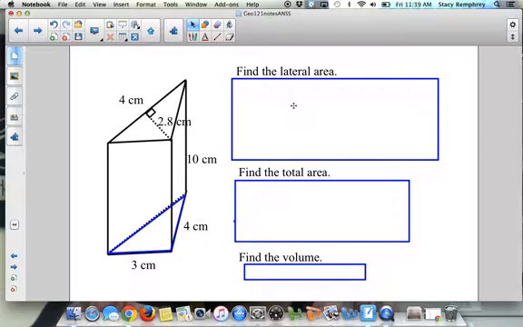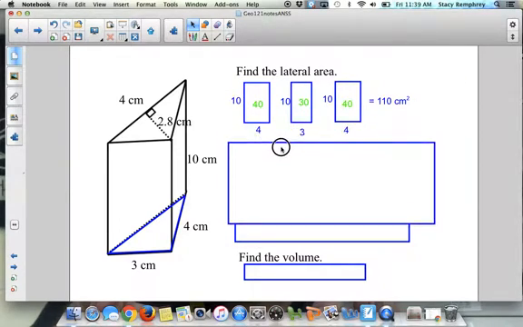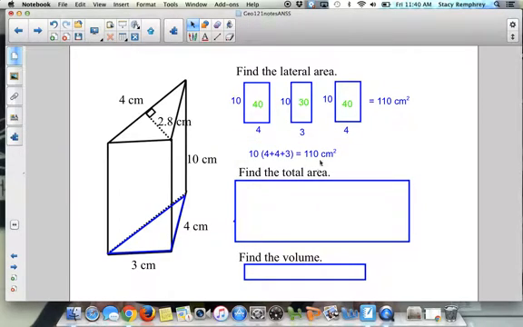So push pause now. All right, as we look at lateral area, I did this one kind of in two different ways. In this part, I drew each lateral face, and in green, I found the areas and added them together to get 110 centimeters squared. I also could have used the formula perimeter of the base times the height, and that equals the lateral area. So the same answer, just two different ways to look at it. So look at what works for you.